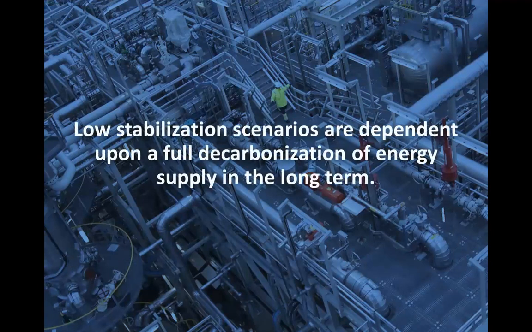Okay, low stabilization scenarios are dependent upon a full decarbonisation of energy supply in the long term. So we've already said that, but basically, if we want to limit global warming to 2 degrees C, we need, by the end of this century, to be producing energy without any carbon.